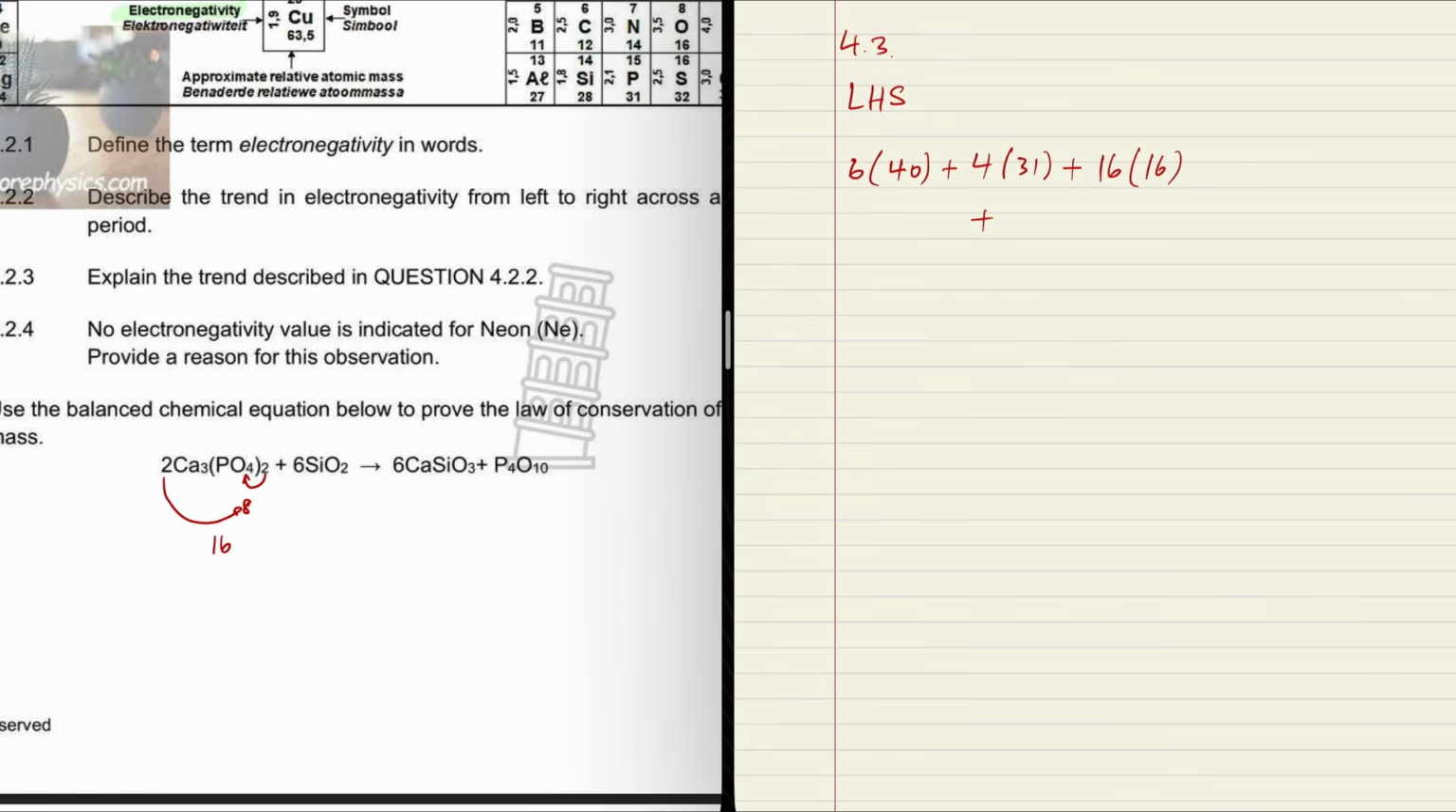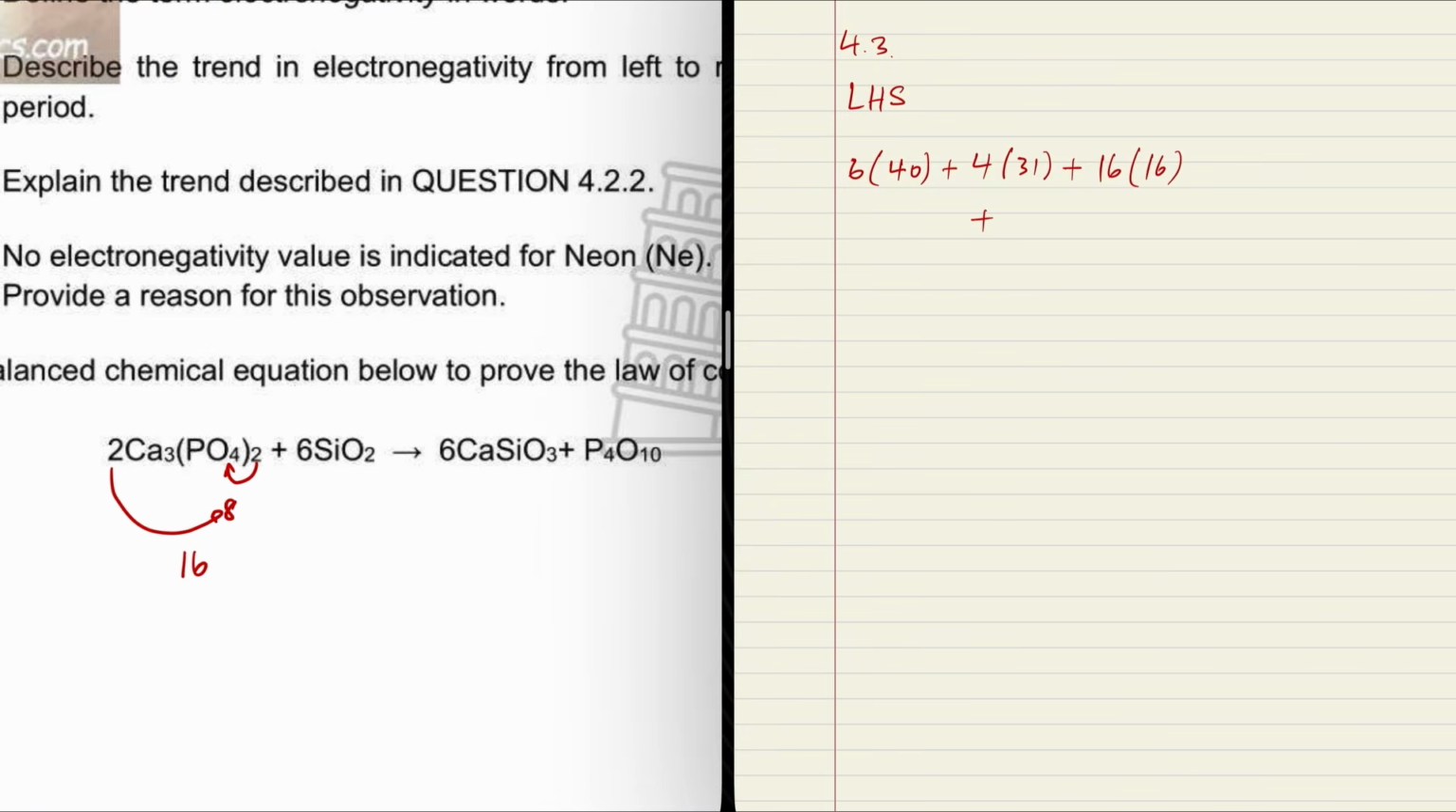Then plus 6 silicons, so 6, and the mass of silicon is 28, plus, then I have 2 times 6, I have 12 oxygens, so plus 12 into 16, and that's going to give me a total mass of 980 grams per mole. Now let's look at the right hand side.